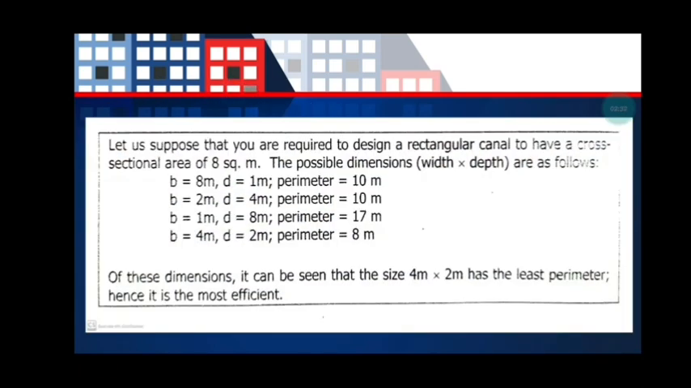In order to further understand the statement, suppose that you are required to design a rectangular canal to have a cross-sectional area of 8 square meters. The possible dimensions, width times depth, are shown. Of the shown dimensions, it can be seen that the size of 4 meters by 2 meters has the least perimeter, hence it is the most efficient.